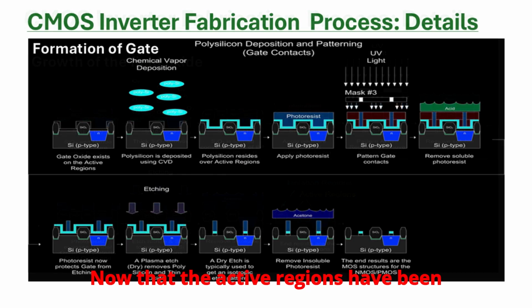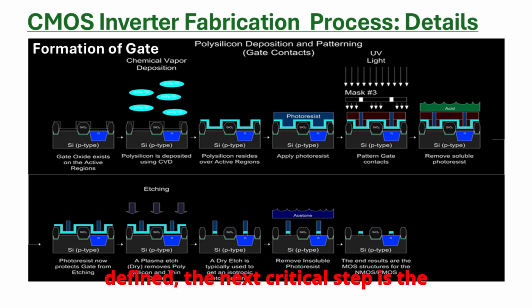Now that the active regions have been defined, the next critical step is the formation of the gate material. For this, we deposit a thin layer of polysilicon across the wafer surface. The deposition is typically done using a process called chemical vapor deposition, or CVD, which allows us to form a uniform, conformal layer even over uneven surfaces. This polysilicon layer will ultimately become the gate electrode of our MOSFET. The gate is the control terminal that modulates the channel conductivity between the source and drain, so this step is fundamental to device operation.